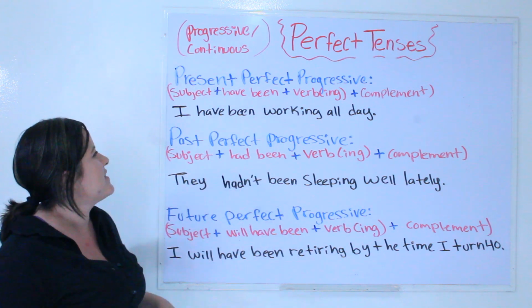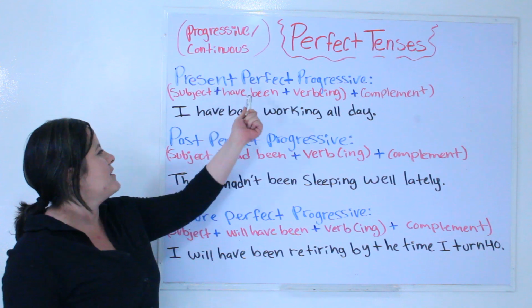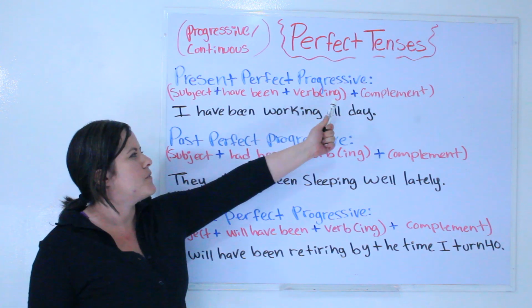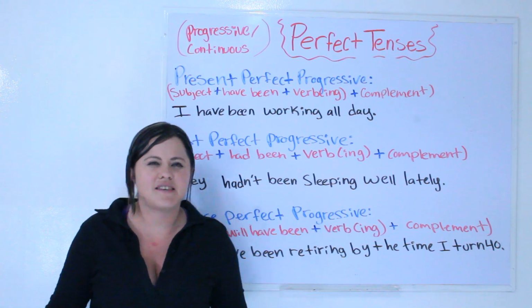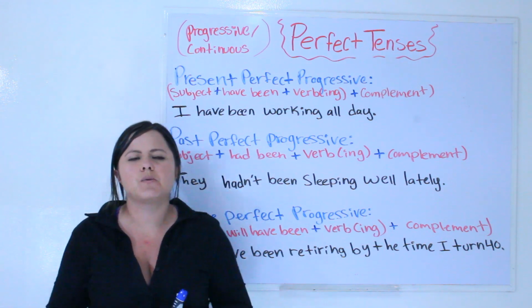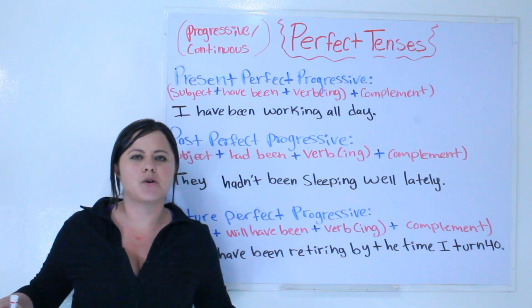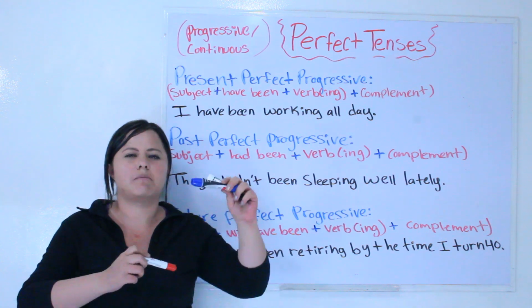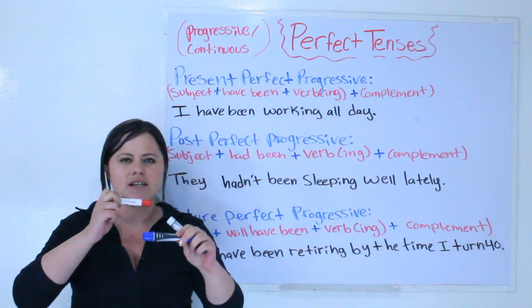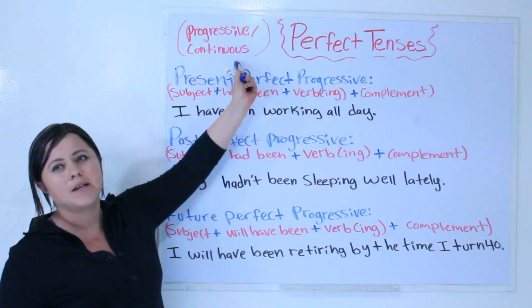So the first tense is the present perfect progressive. Subject, have been, verb in ing form, and complement. I have been working all day. That is an example. I have been working all day and I haven't stopped. I have been working all day until now. So it's an action that progresses, an action that continues. So that's why we call it progressive or continuous.